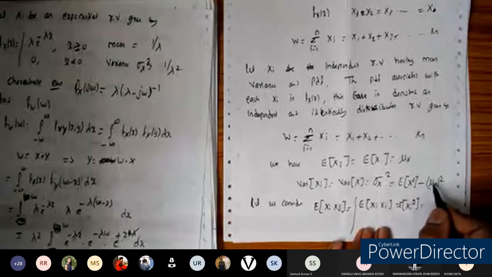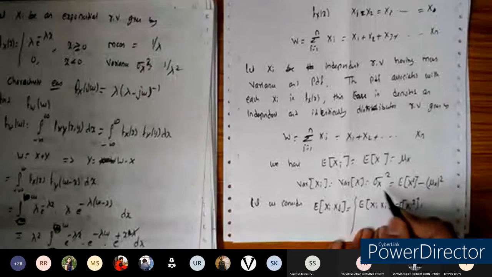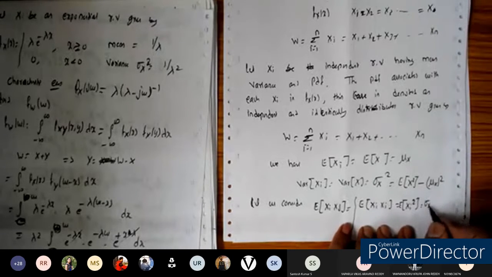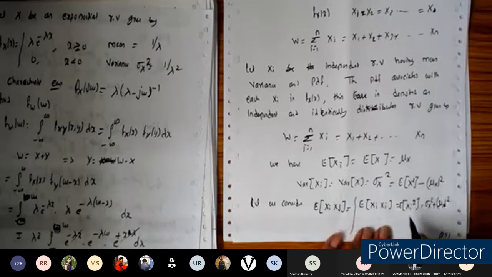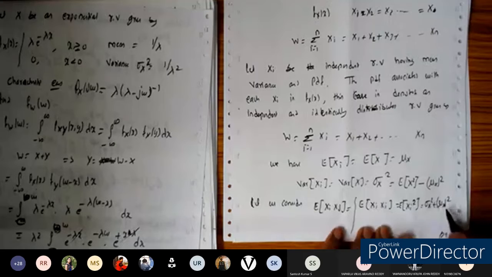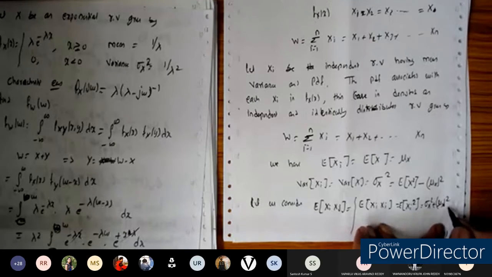So it can be written as sigma x square plus mu x the whole square, because this is nothing but the mean square value. So since we know that for i equal to j we can call that xi the whole square, we can write it as mu x square plus sigma x square. So this is the case for i is equal to j here.